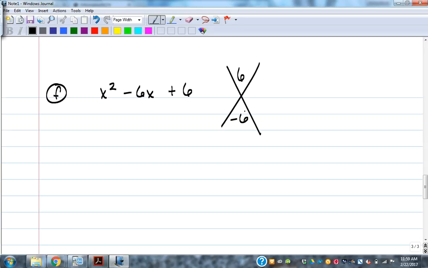Okay, so we need two numbers that multiply to be positive 6 and add to be negative 6. So our options are what? 6 times 1 and 3 times 2. That's the only things that multiply to be 6. If they're going to be multiplying to be a positive and adding to be a negative, then they both need to be negative.